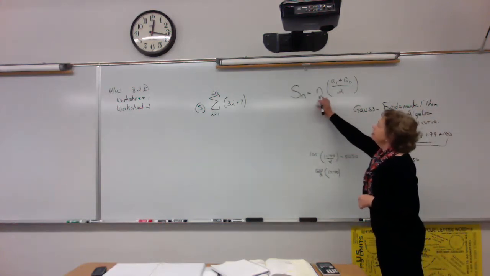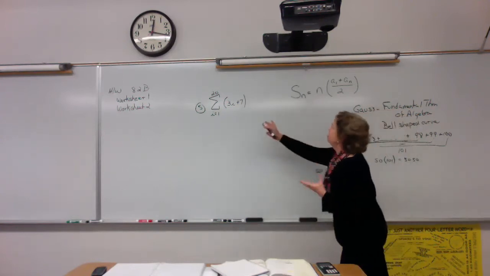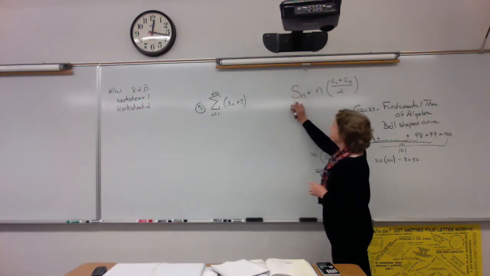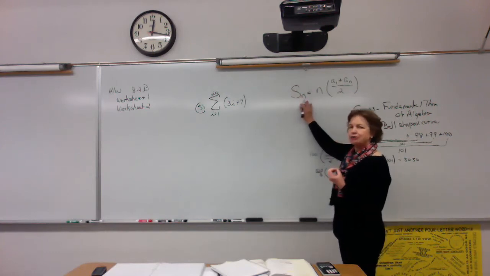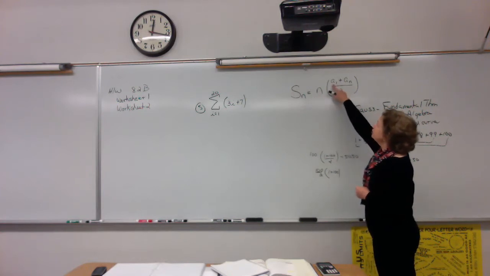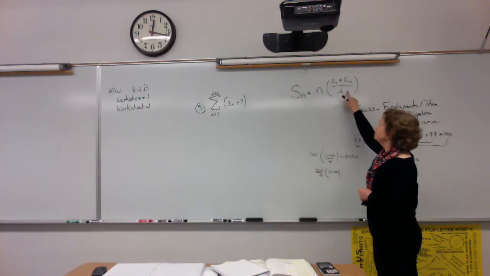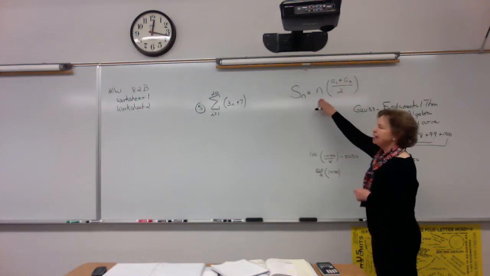So I have the sum. For the formula, we write S for sum. N stands for the number of terms in that sum. There's the number of terms. I'm taking the first term and the last term in the series and dividing that by 2. So I'm averaging those terms and multiplying by the number of terms in the sequence.